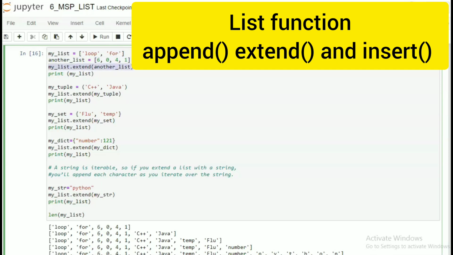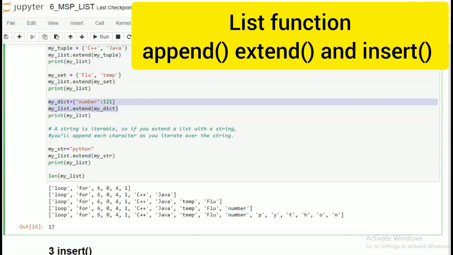If I go for my list.extend, and into the bracket another list, and if I try to print the data of my list, you can observe that the individual elements of the list, 60 and 41, are added into the existing list. In the same way, my tuple values like C++ and Java are added into my list. Also, if you check the set values, flew and temp are added into the list directly. So if you think about how extend will work with a dictionary, you can observe that number, that is nothing but the key value, is added into my list.